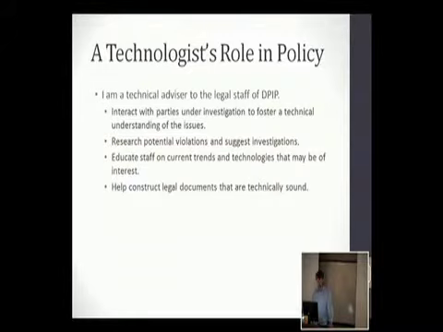They also recently hired a chief technologist, Ed Felten from Princeton University. Some of you might be familiar with his work. He's been a great asset to the FTC as well.